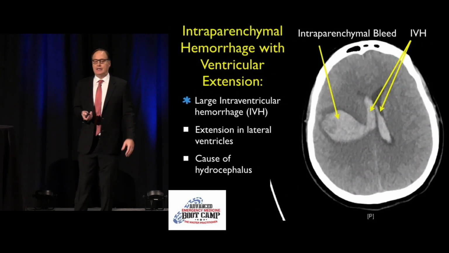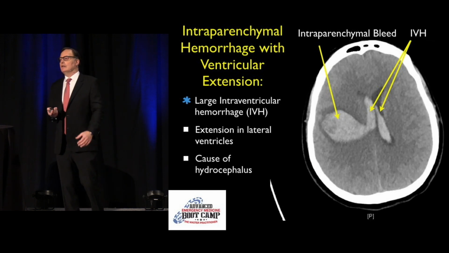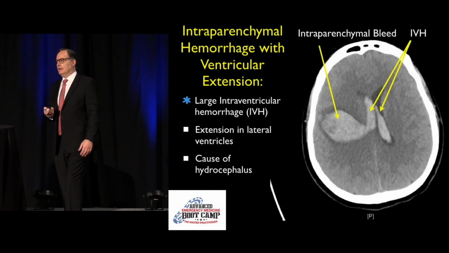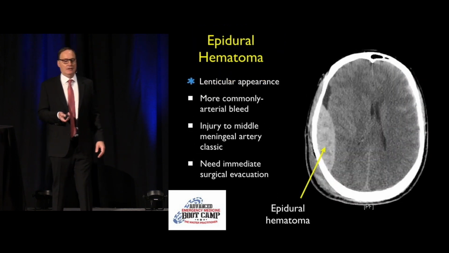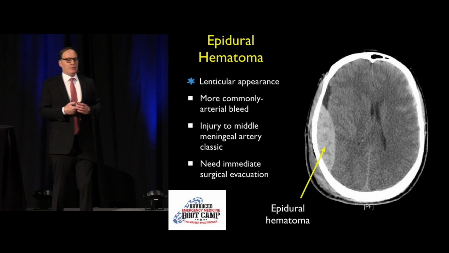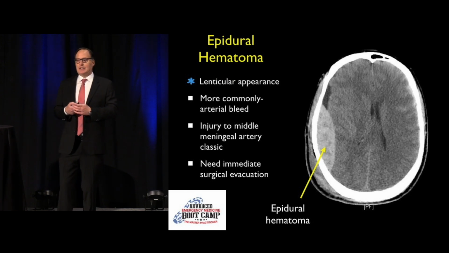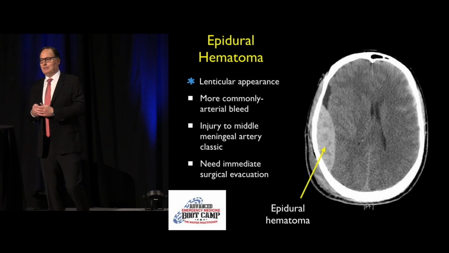Here you can just see blood that's extending into the ventricle from an intraparenchymal bleed. That actually goes into the ventricle. Bad. Now this one is rare. You're going to have to look pretty far and few in between.